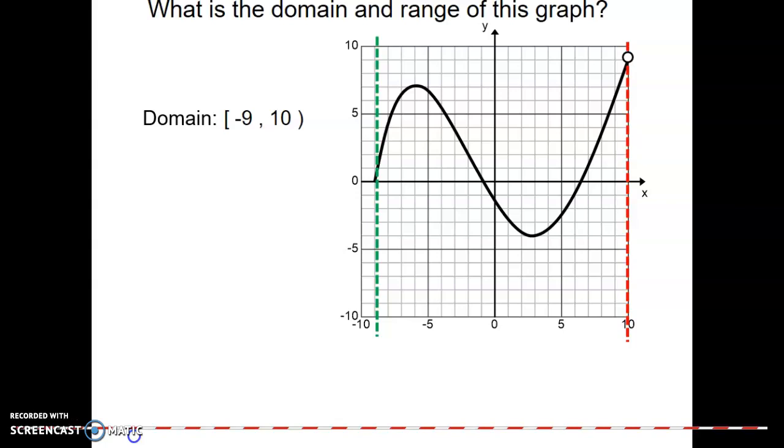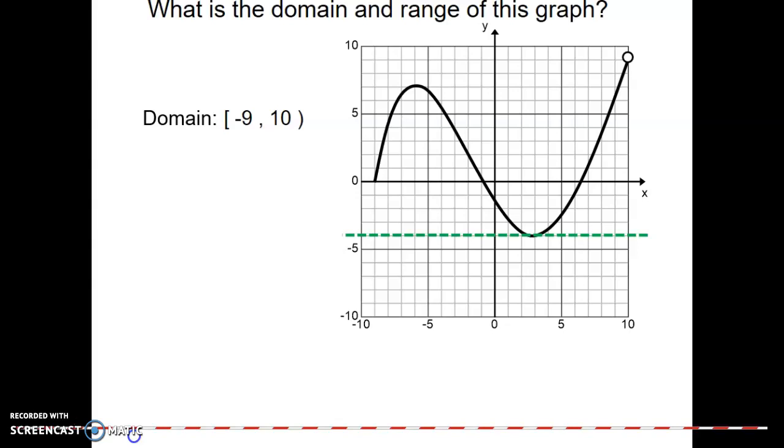If it is included in the domain or included in the graph, it is a bracket. Okay, so that would be a solid line or a solid point on the graph. If it is a hollow point or is an empty point, like the one for 10, it would be a parentheses. Okay, so if you go from left to right on the graph, the graph exists on the x-axis from -9 to +10.